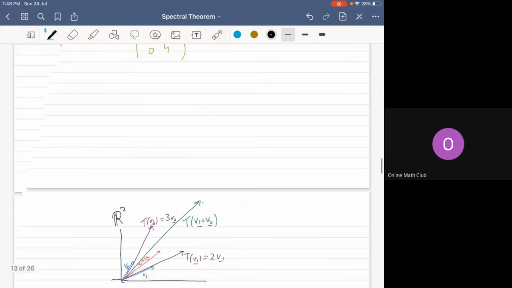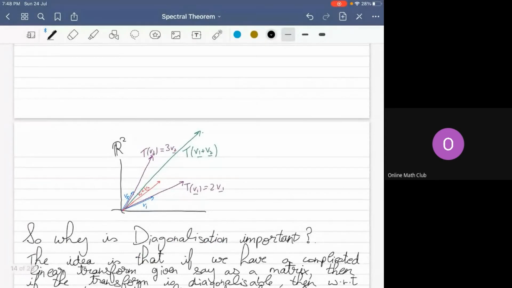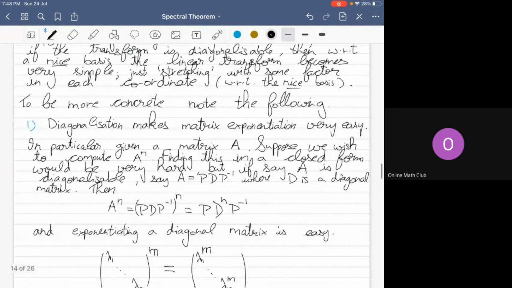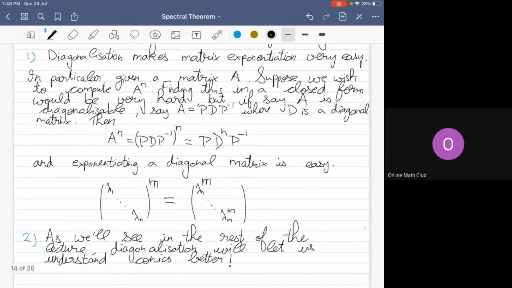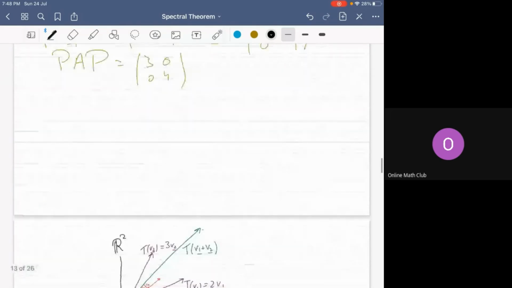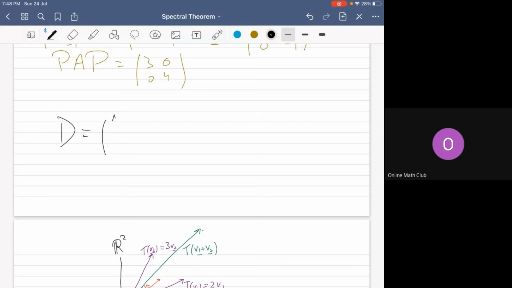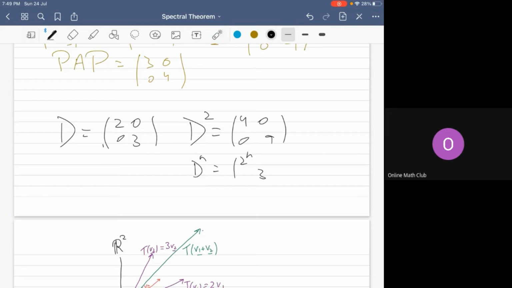So now the question is, why is diagonalization important? The main idea is that similar matrices are essentially the same, and diagonal matrices are simple matrices. To be more concrete, we can exponentiate a diagonal matrix very simply. Let's stick with 2 cross 2: if D is 2, 3, 0, 0, then D square is 4, 9, 0, 0, and D power n in general is 2 power n, 3 power n, 0, 0.